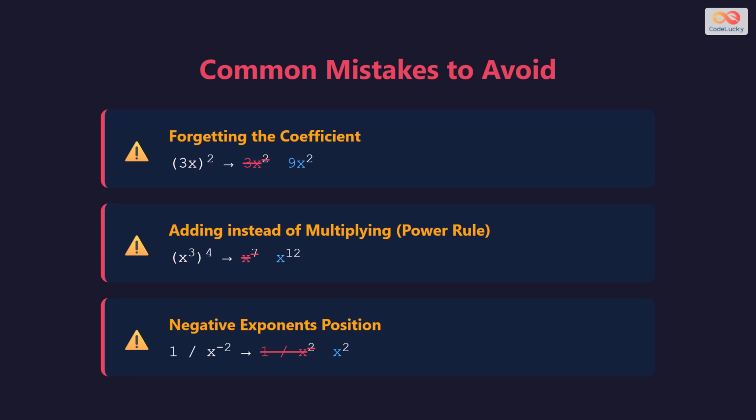Watch out for these common traps. First, forgetting to apply the exponent to the coefficient number. 3x squared, all squared, is 9x to the 4th, not 3x to the 4th. Second, don't confuse the rules. Power to a power means multiply, not add. And lastly, remember that a negative exponent on the bottom moves to the top, and one on the top moves to the bottom. It basically flips the position.